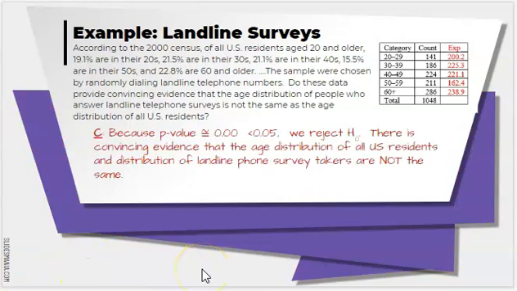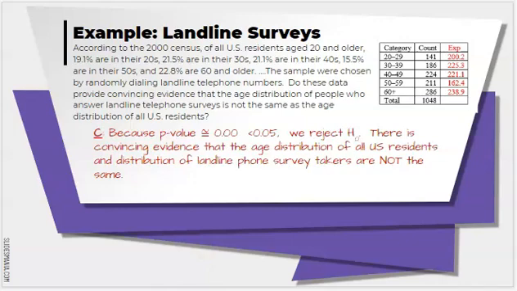So on the conclude step, because the p-value is approximately 0, and that's less than 0.05, we reject the null hypothesis. There is convincing evidence that the age distribution of all U.S. residents and the distribution of landline phone survey takers are not the same. Okay? So that is how we do a goodness of fit test using our 4-step process.